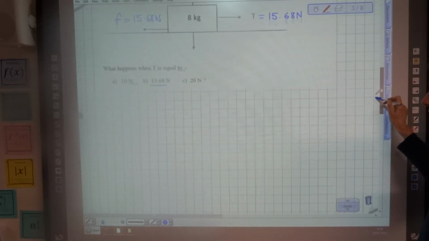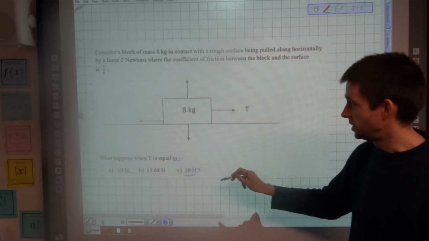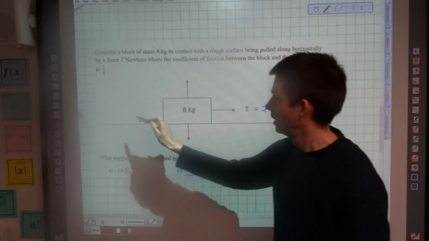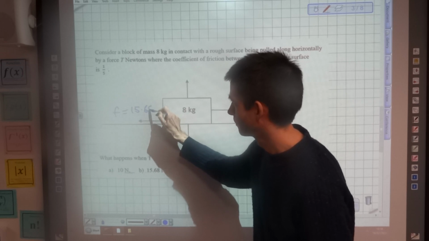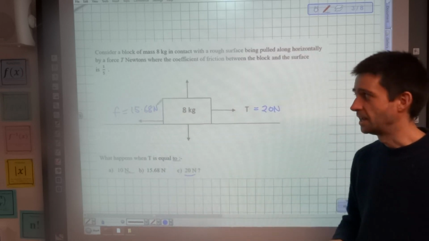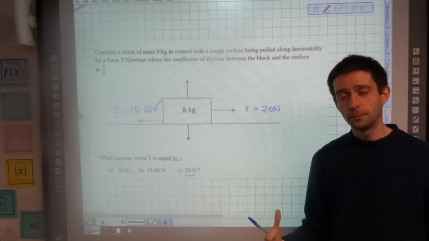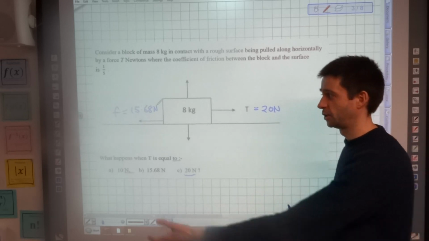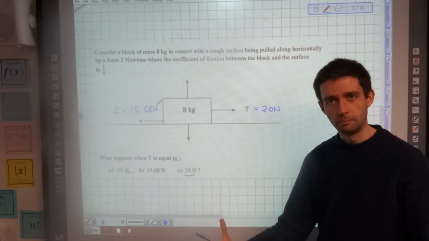Third scenario, part C, again I've got another diagram for this, is that now T is 20 newtons. If T was 20 newtons, friction would be taking its maximum value, which would be 15.68 newtons. So friction resists motion up to its maximum value, but then once the force being applied overcomes that, friction maintains this value throughout the subsequent motion.